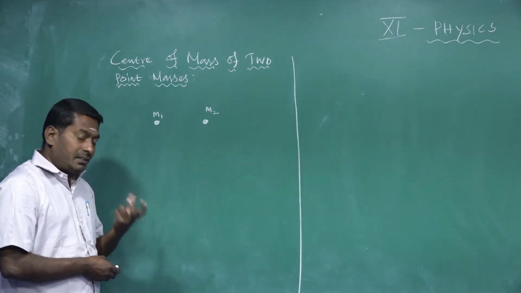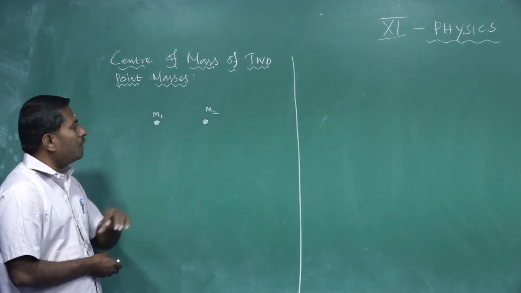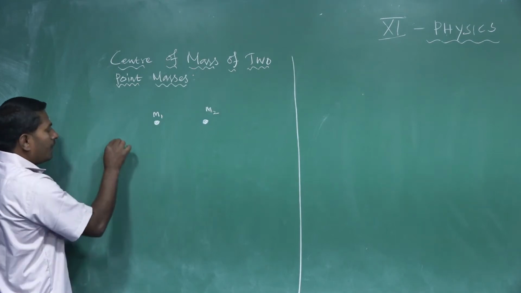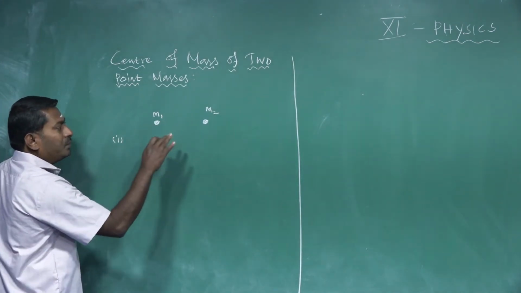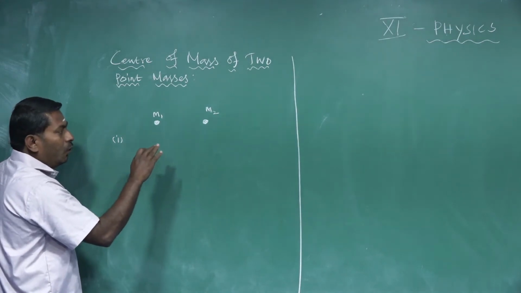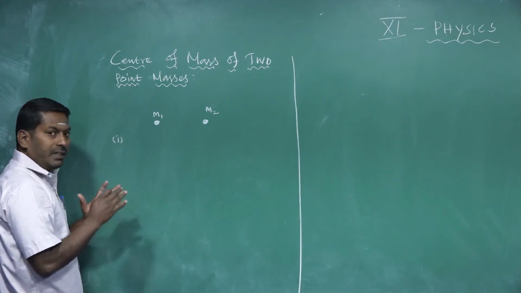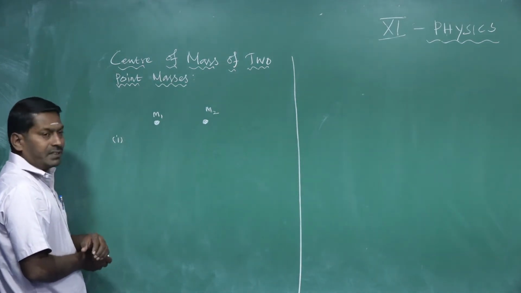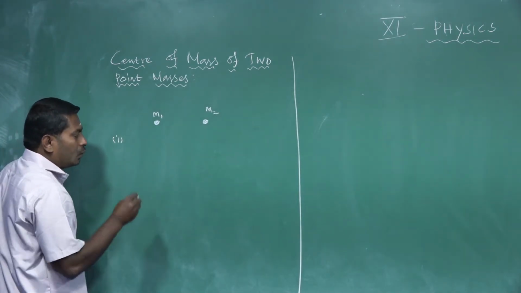There are three ways to determine the center of mass of the 2-point masses of the system. First method: when these 2-point masses are located along the positive x-axis, it is one of the easy ways to determine the center of mass of the 2-point masses of the system. First we consider the coordinate system.